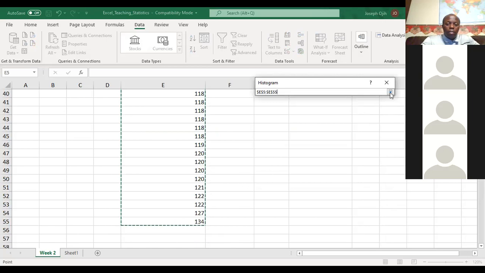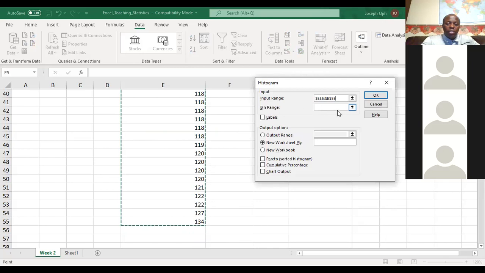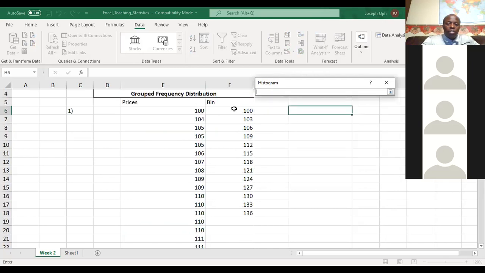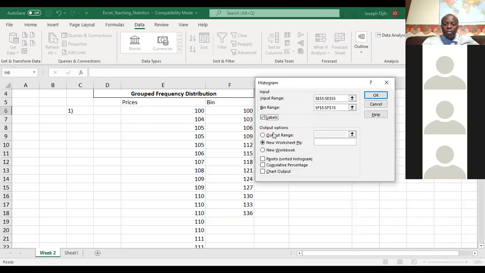All right, click on this. Then for the bin range, click on here and highlight the bin range. Okay. Now you remember that as I'm highlighting, I also added the names when I was highlighting them, which means I have to check the label. Now the output range means where I want Excel to add it for me.